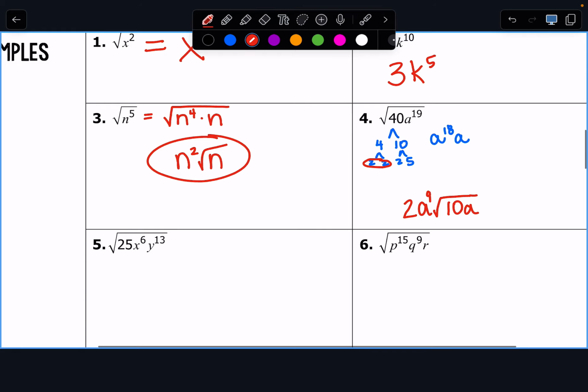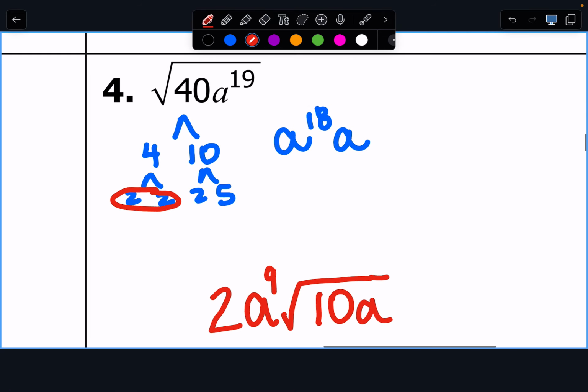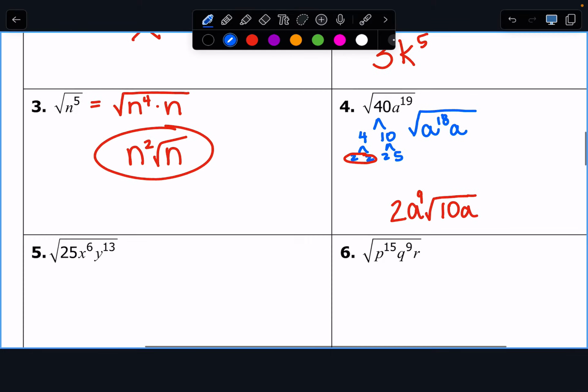What's your question, Joey? Where did you get the 9 exponent from? Okay, so if I have the square root of a to a power, we can take out pairs, right? So I basically have 9 groups of a squared. So a to the 9th comes out. Does that answer your question? Or maybe another strategy could be to divide the exponent by 2. Yeah. Yep.